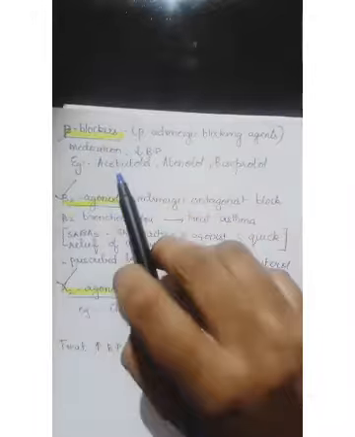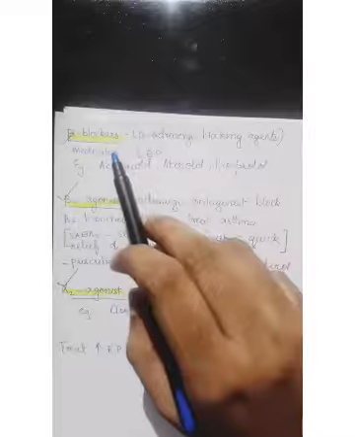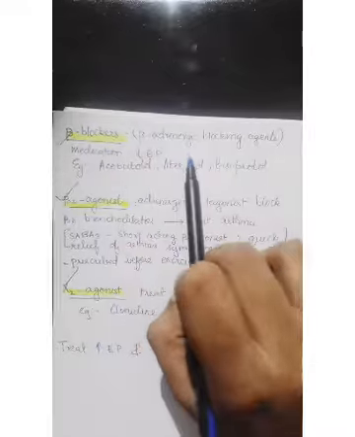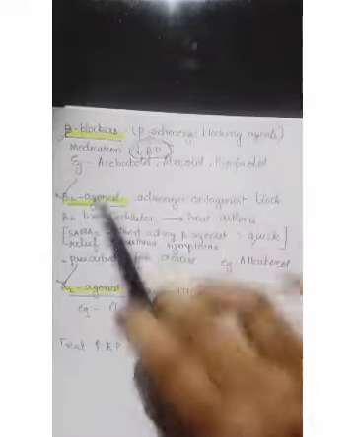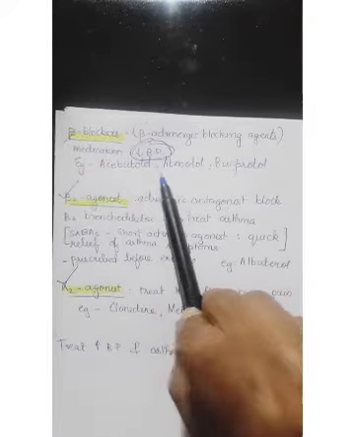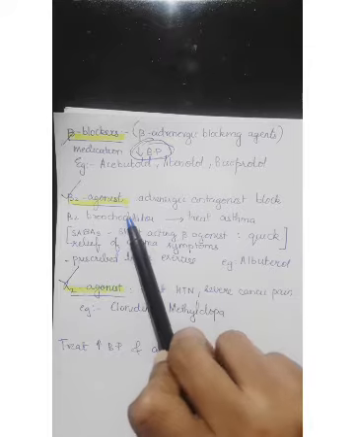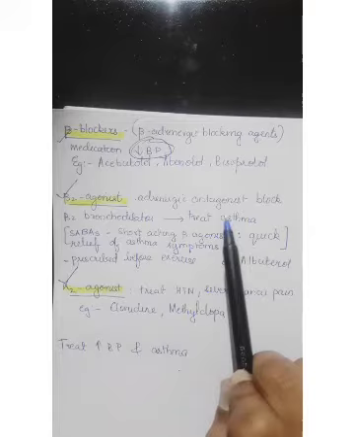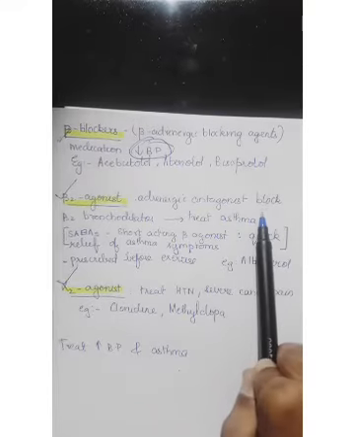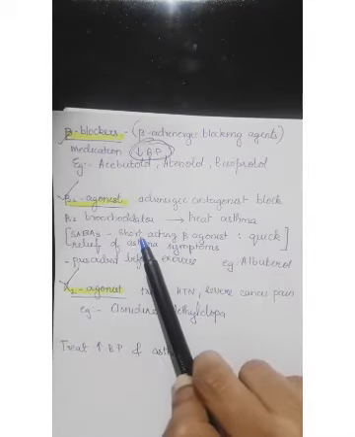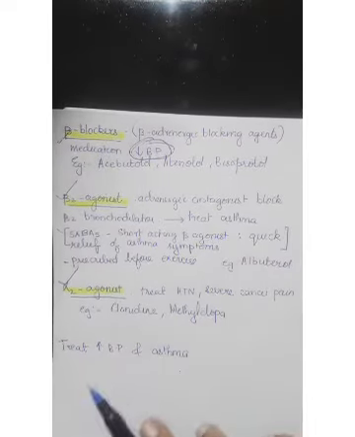Coming in detail to beta blockers, they are also called beta adrenergic blocking agents. Examples are acebutolol, atenolol and bisoprolol. Now beta 2 agonists, also called adrenergic agonists, act as bronchodilators for the treatment of asthma.